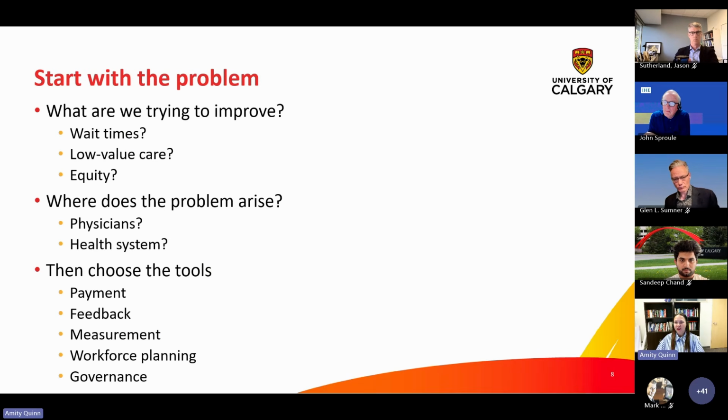Instead of asking, should physicians be paid fee for service or salary or through a blended model, I think our first question should be, what problem are we actually trying to solve? If the objective is to reduce low value imaging, payment will need to be combined with tools with more teeth than just Choosing Wisely guidelines.